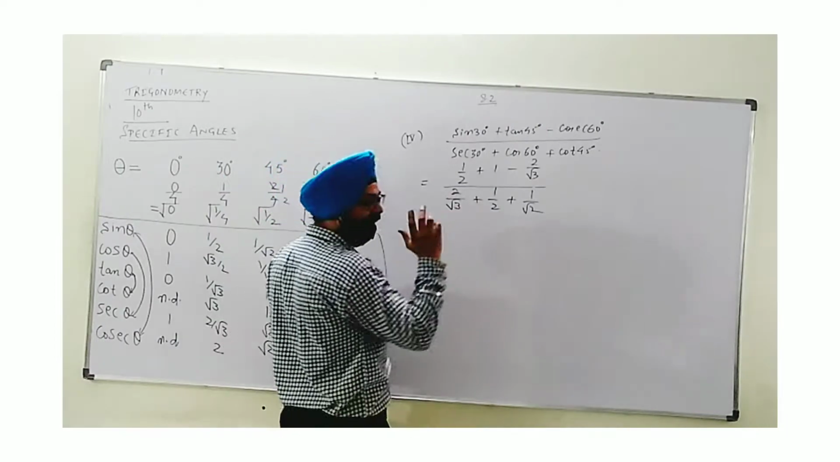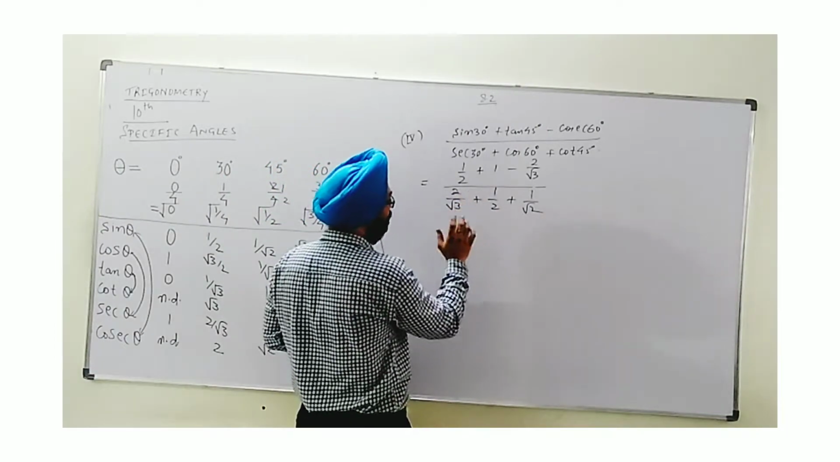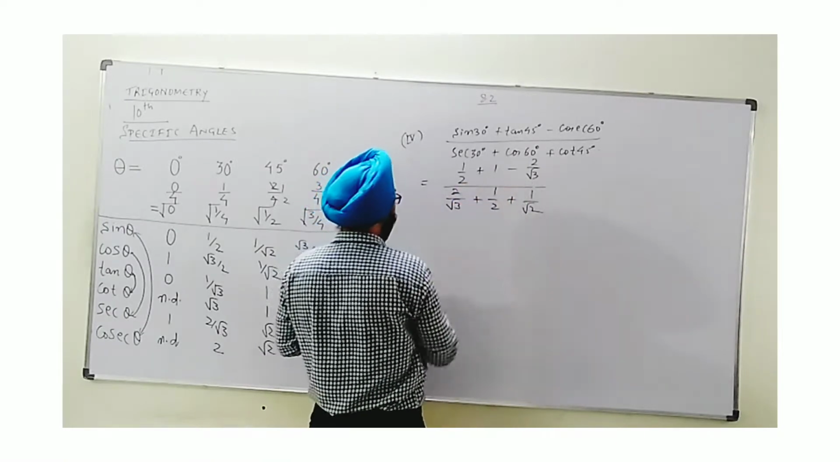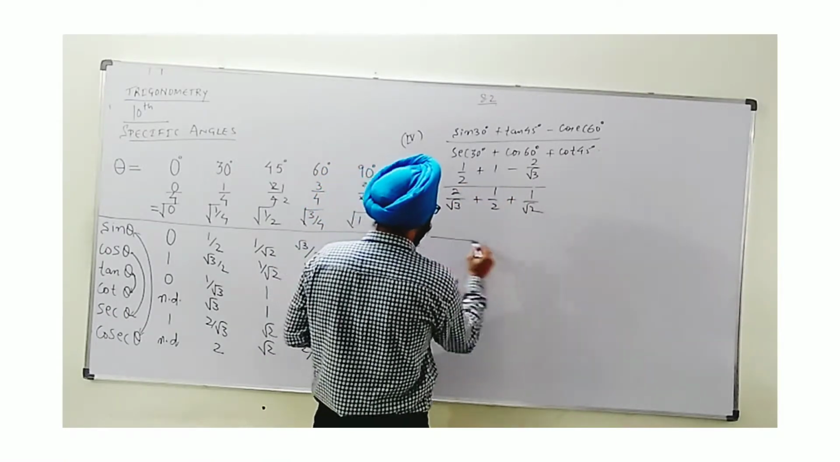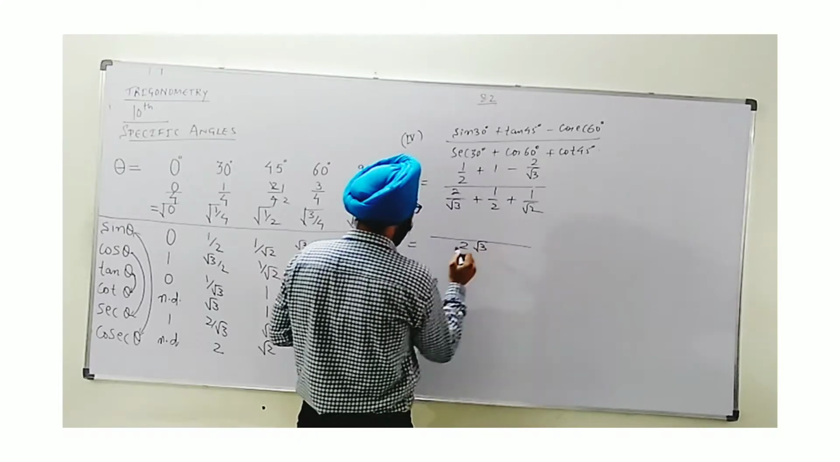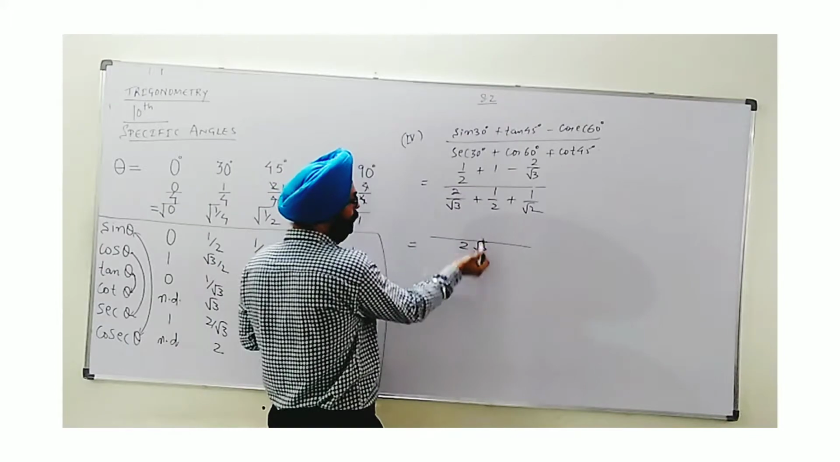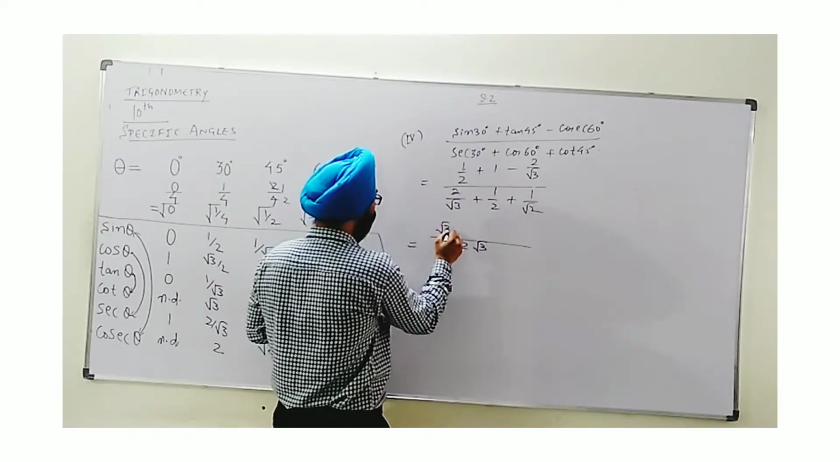While taking the LCM, we now need to simplify this. To take the LCM of 2 and root 3, we simply take the product of 2 and root 3. Now, when this is divided by 2, we are left with root 3 only, root 3 into 1, root 3.